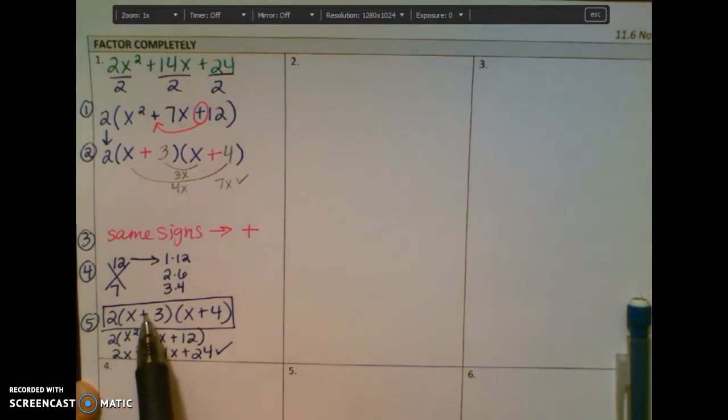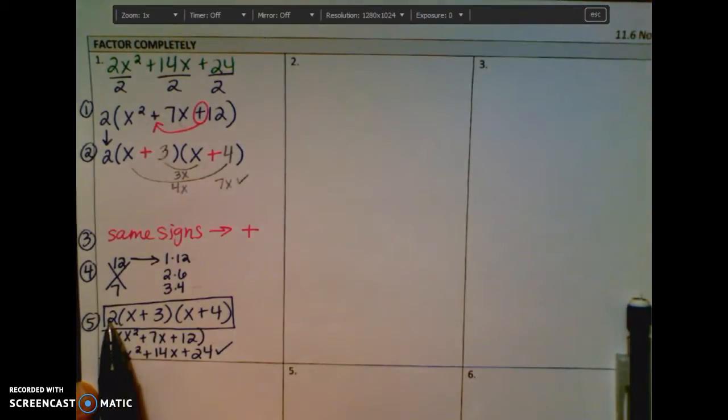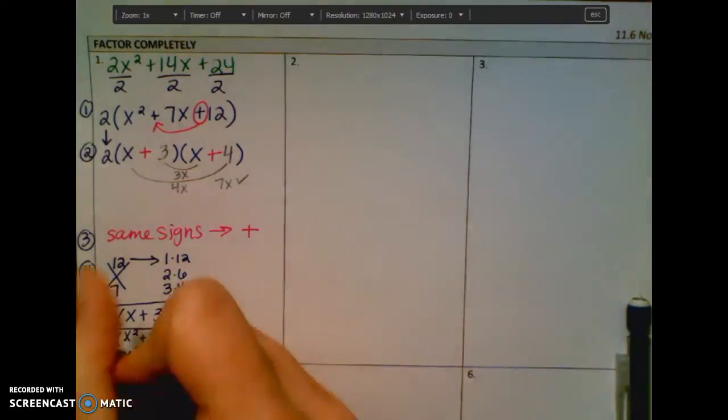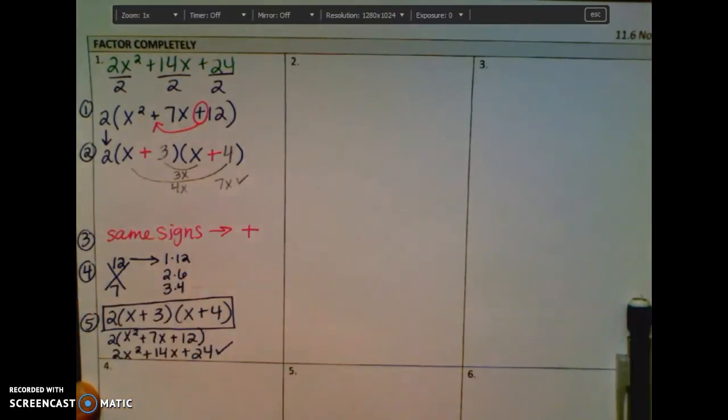Now, does it matter which of these parentheses comes first? Would it be okay if I wrote 2 times x plus 4 times x plus 3? The answer is yes, that's fine. The order here doesn't matter. Remember, that's the commutative property. We can move these around because we're multiplying them. It doesn't matter what the order is. The thing that does matter is that the GCF is out front. We always want to put that GCF in the front.